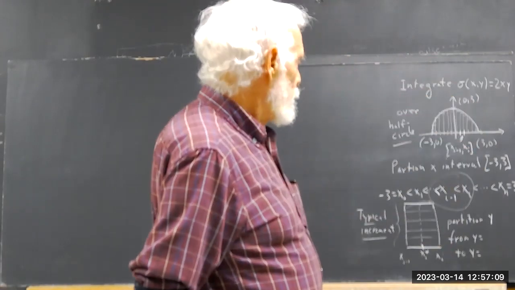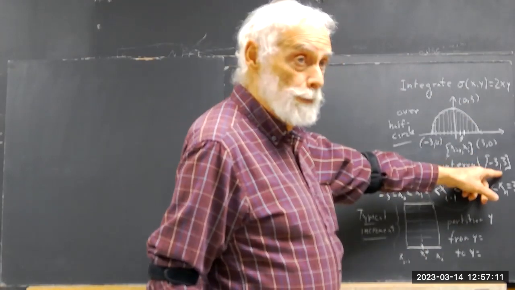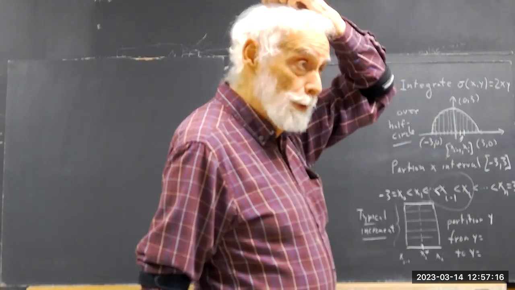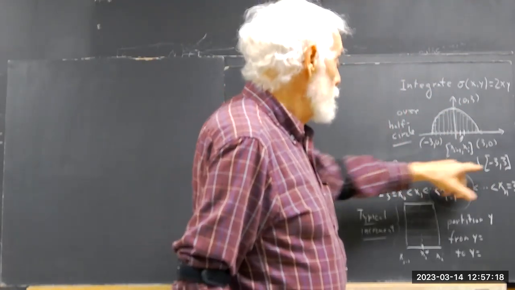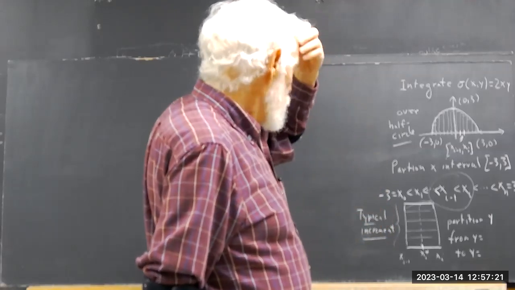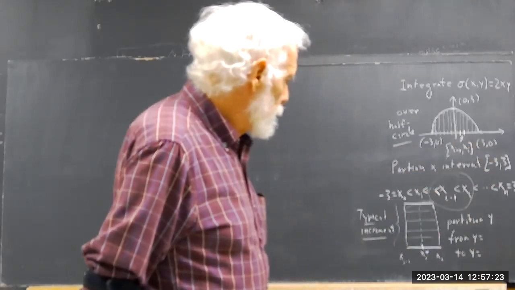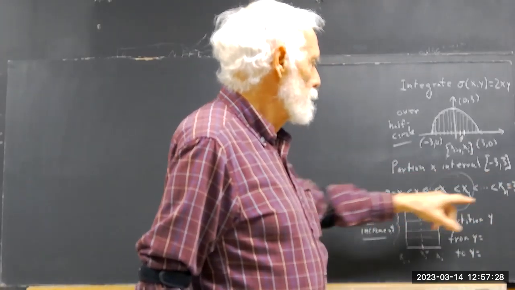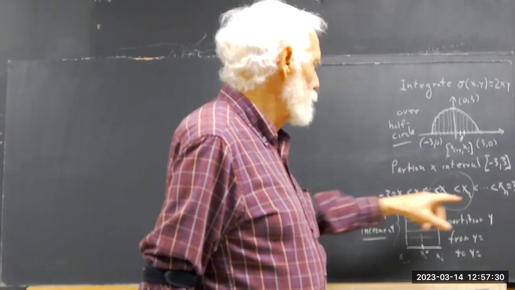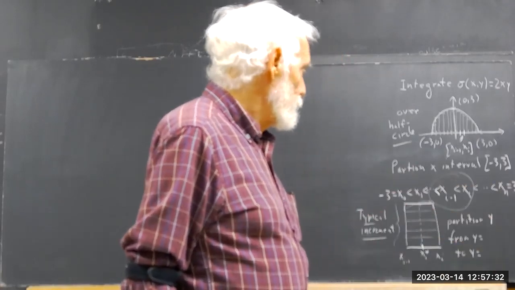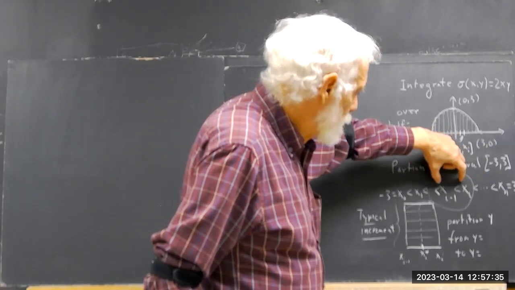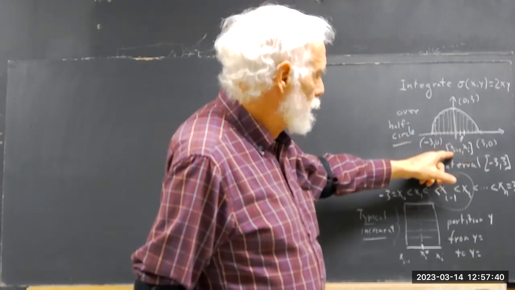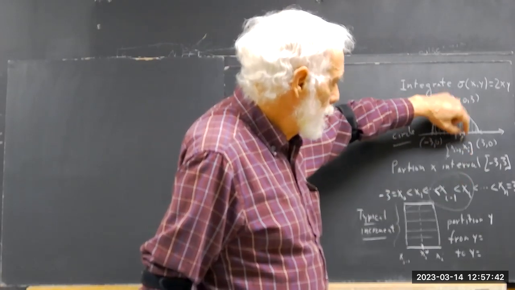So what we do is we partition our x interval from -3 to 3. We could partition the y interval from 0 to 3. That would be equally valid. It would work. But we're going to partition the x interval. You're a little more used to looking at it this way. So here's our partition, -3 to 3, x_0 equals -3, x_n equals 3. We have our typical interval x_{i-1} to x_i here, and that's what we want to look at.